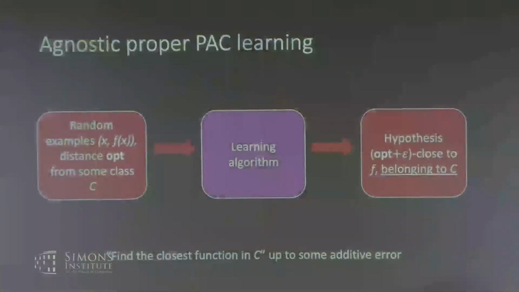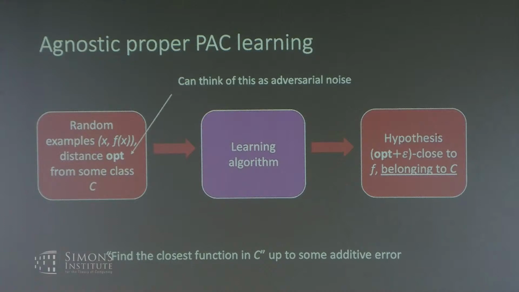So we're in the setting of agnostic proper learning, which means that we're getting random examples x comma f of x. That's not necessarily from the concept class C, it's some distance away from the concept class. We're gonna call that distance opt. Then we're gonna run a learning algorithm and output some hypothesis, and we require that the hypothesis belong to C. This is what makes it proper learning rather than just learning in general.